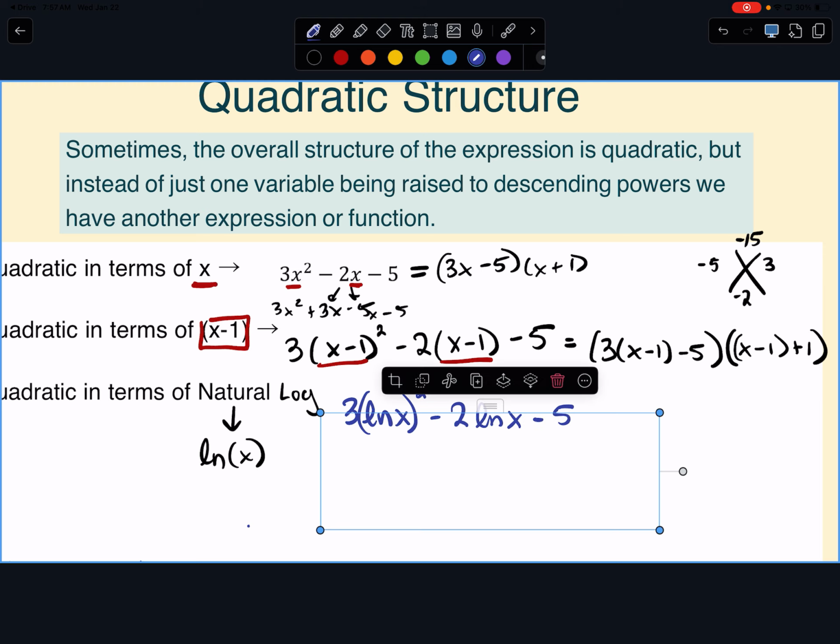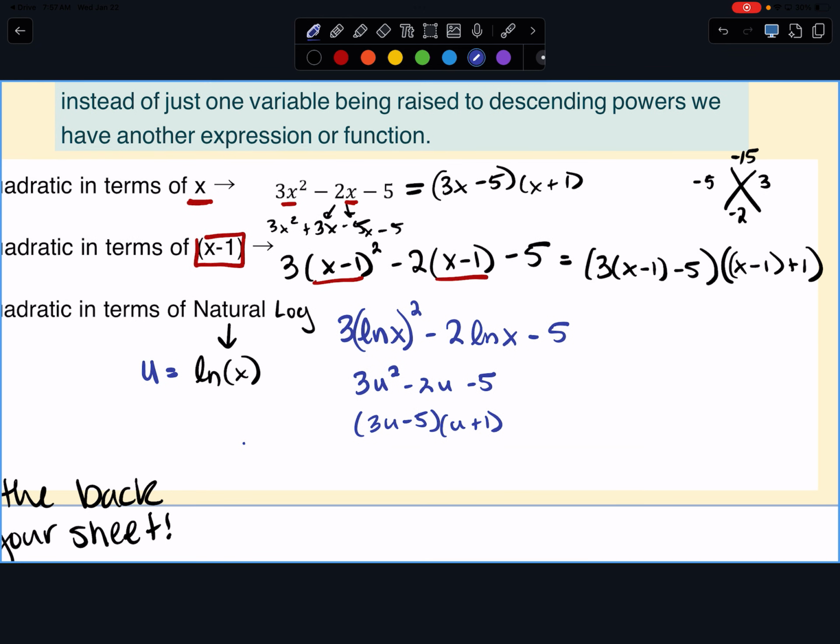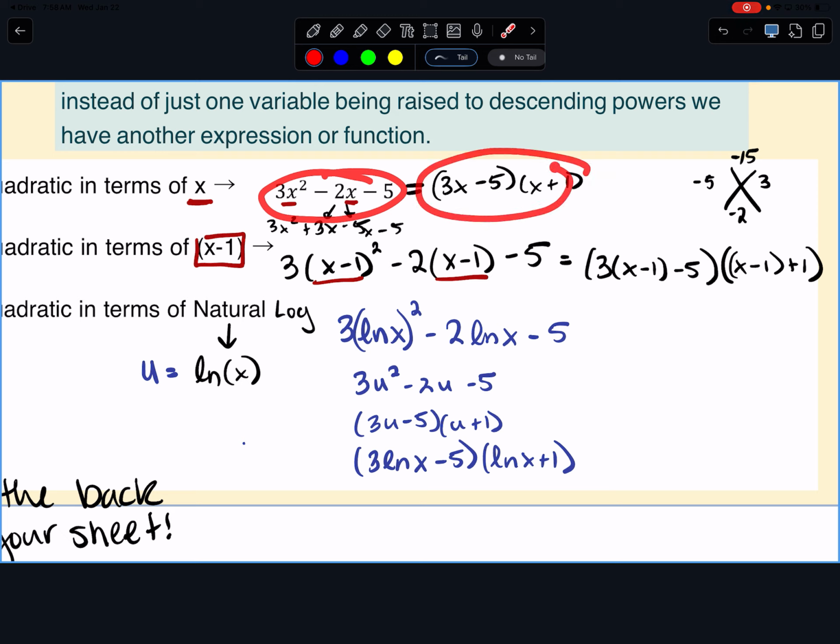Now, remember, if we use a variable, I'll use u to set equal to the natural log. We can say this is 3 times u squared minus 2u minus 5, right? This factors to 3u minus 5 times u plus 1. If we said u is equal to the natural log, we can replace the u in here with our natural log of x. Okay? So you can see the connection between our original standard form and our original factored form.